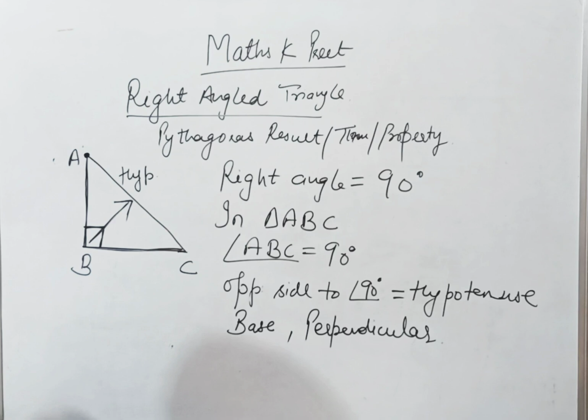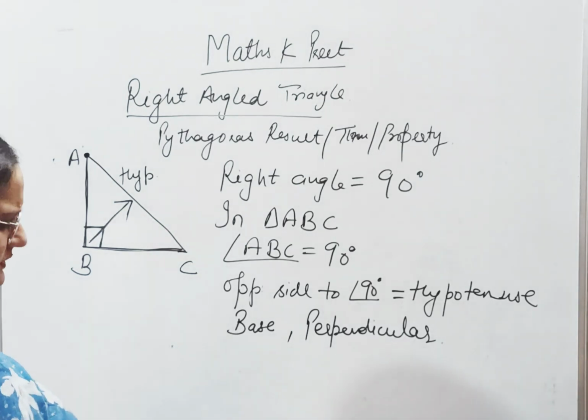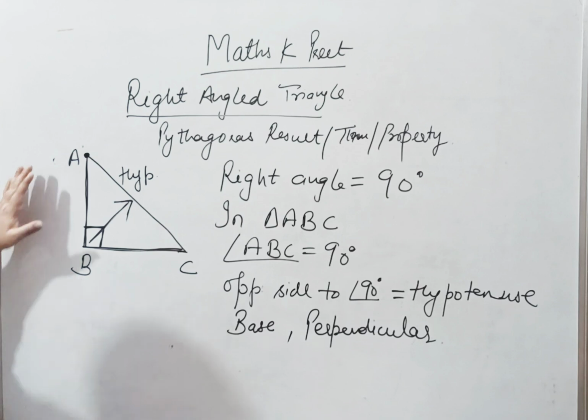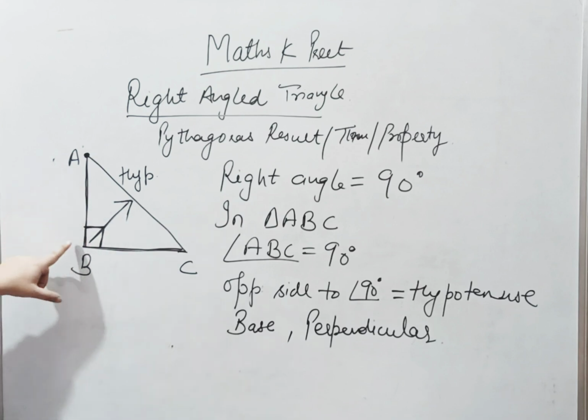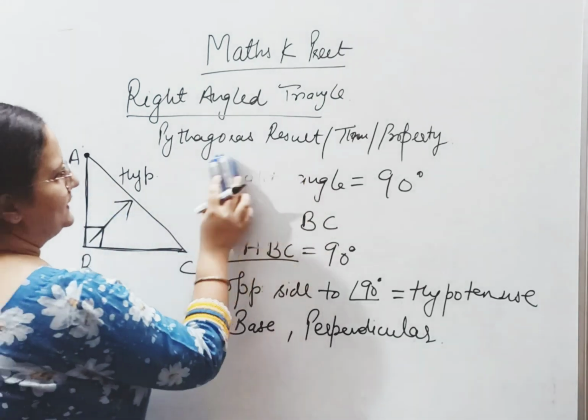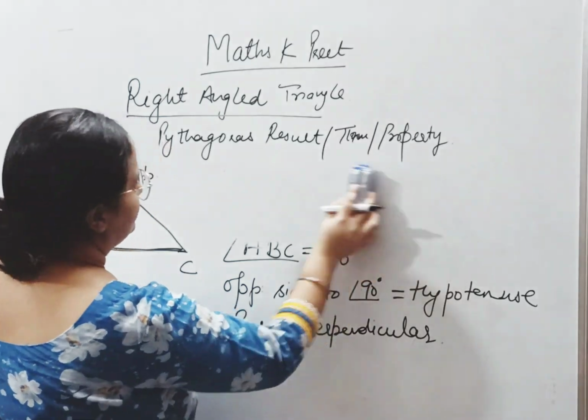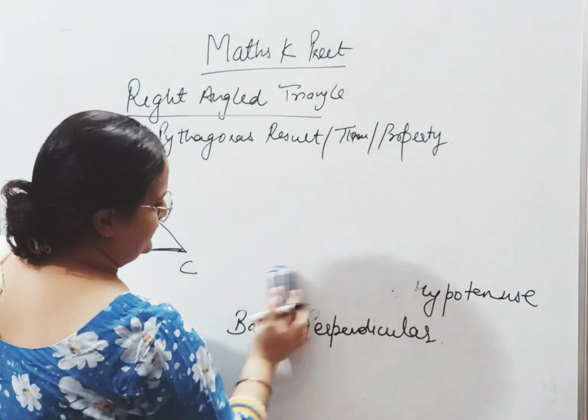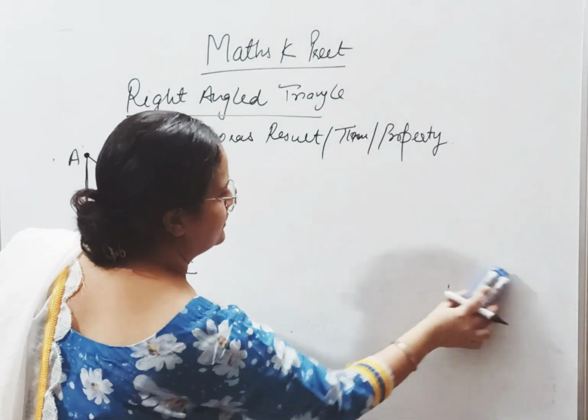So let's see what the Pythagoras result says exactly. So this was just the right angle triangle, and the side opposite to the right angle is always hypotenuse. The rest of the two sides are base and perpendicular. Now we will see what the Pythagoras property, theorem or result gives us.